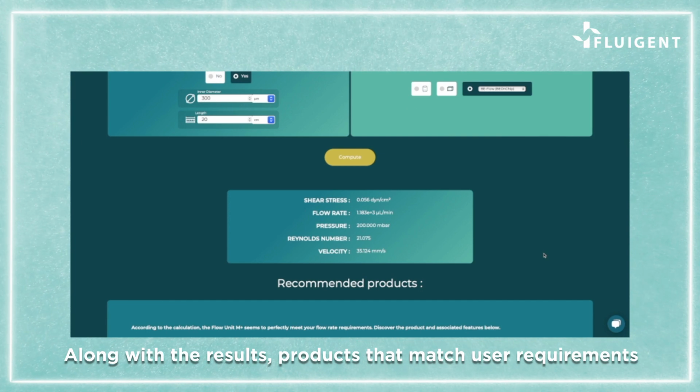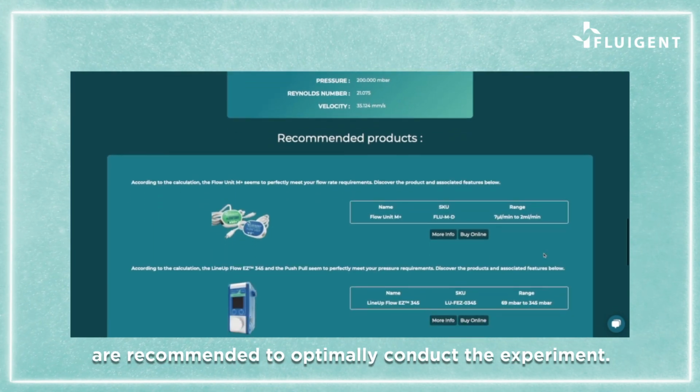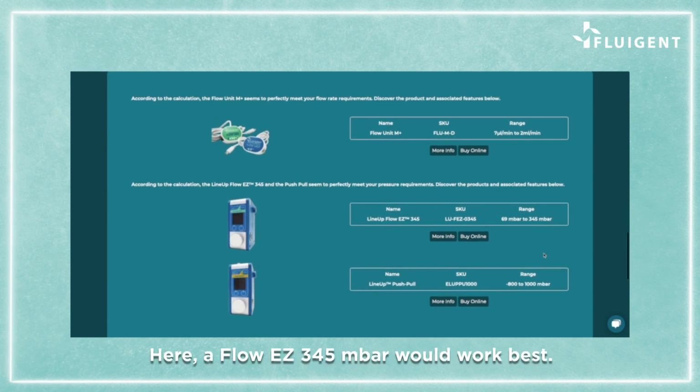Along with the results, products that match user requirements are recommended to optimally conduct the experiment. Here, a Fluigent 345 bar would work best.